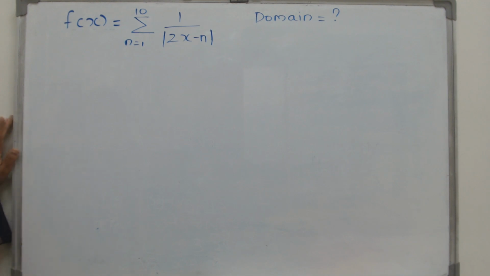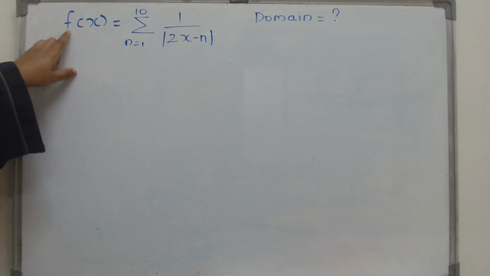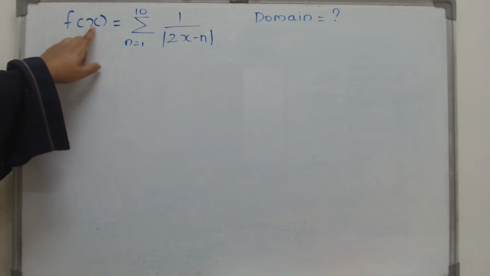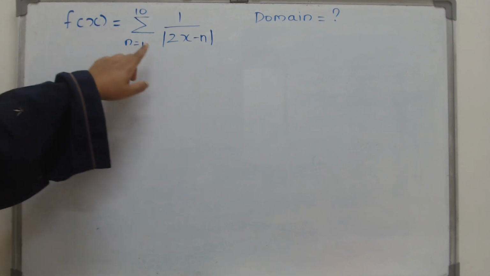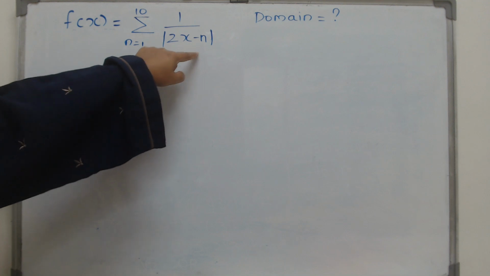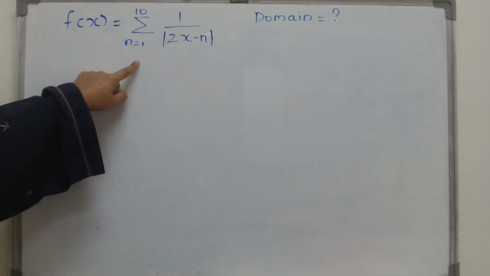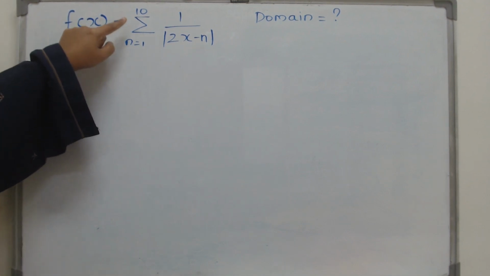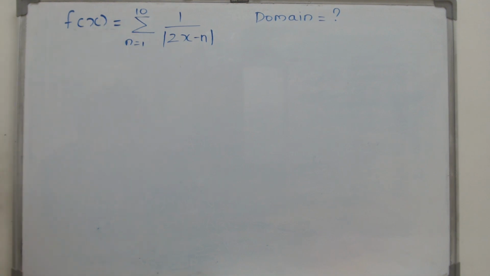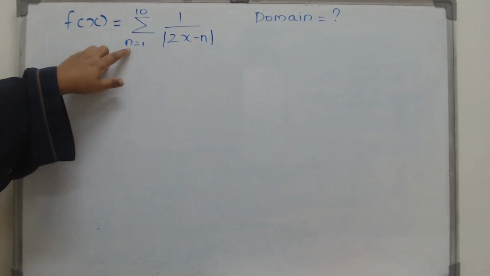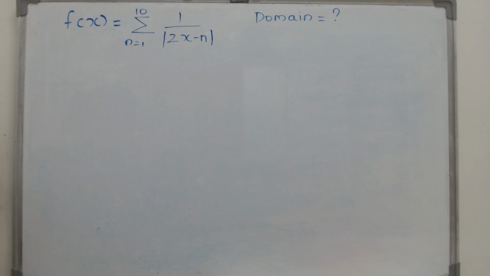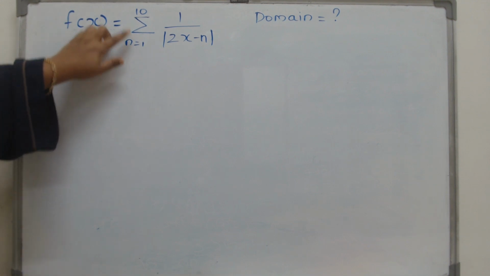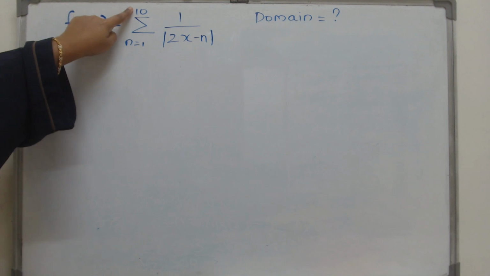Here we need to find the domain of a function f which maps every element x to a series like this. Now, what does this term represent? The symbol that you see here, sigma, represents addition. How many terms are you adding? It is not an infinite number of terms, only finite, only 10 terms you are adding.